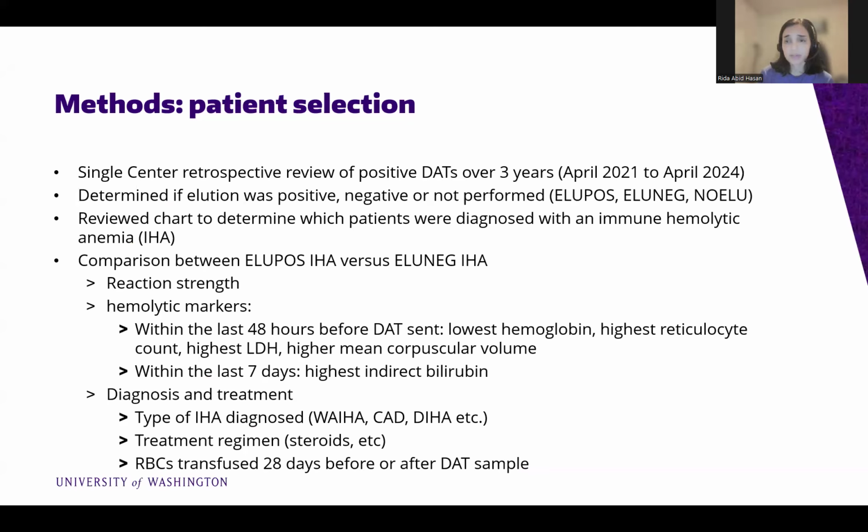They obviously were both diagnosed with hemolytic anemias, but was there a difference in reaction strength? Did one group, the elution-positive group, have more significant hemolysis? So were hemolytic markers such as hemoglobin, reticulocyte count, and bilirubin significantly worse than in those who had a negative eluate? And for the diagnosis, was there a specific type of immune hemolytic anemia that was more likely to be diagnosed? I also evaluated the treatment regimen, in terms of how many different kinds of treatments they got for their immune hemolytic anemia, specifically for warm AIHA and CAD. And then I also looked at transfusion burden 28 days before and after the sample to understand the clinical severity of the disease.